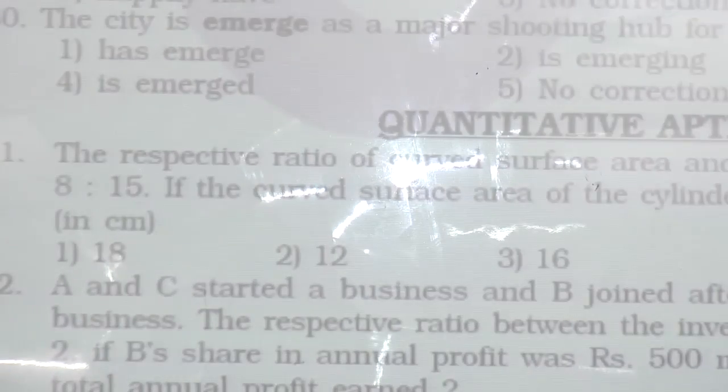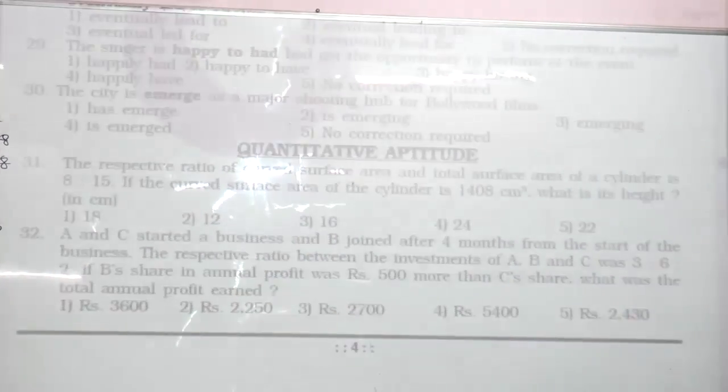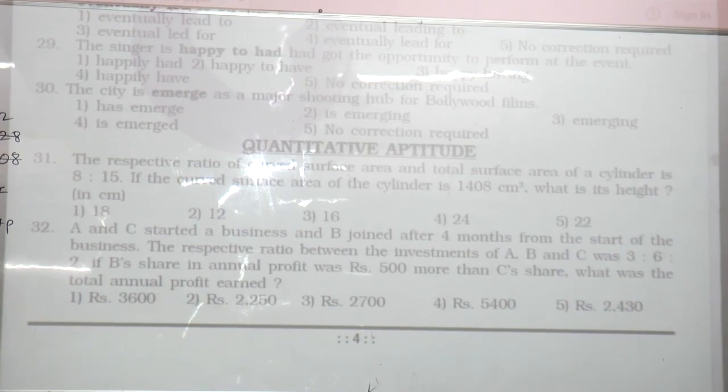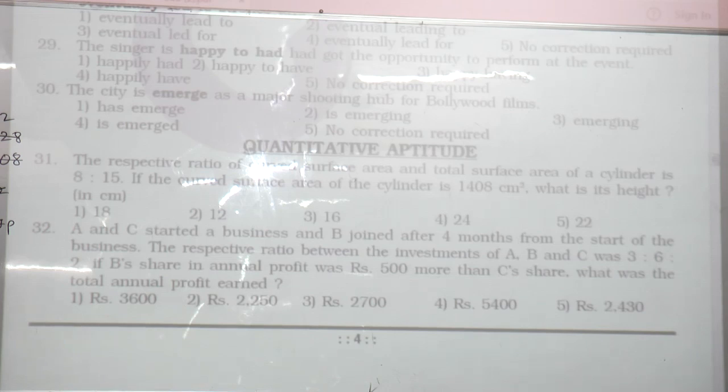Next, 32. A and C started a business and B joined after 4 months from the start of the business. Respective ratio between the investments of A, B, C is 3:6:2. If B's share in the annual profit is 500 more than C, what was the total annual profit earned? Right, what is the time ratio between A, B, C?